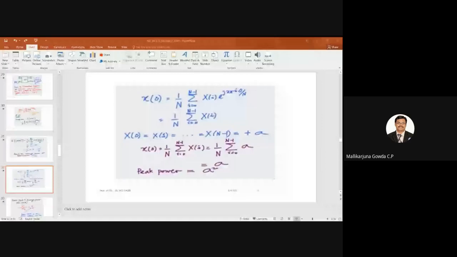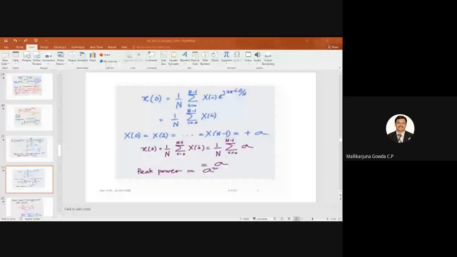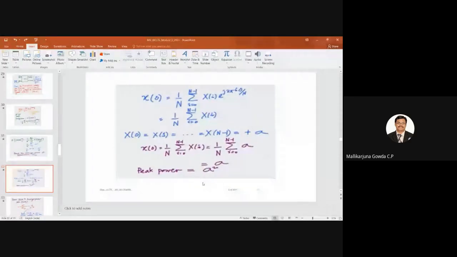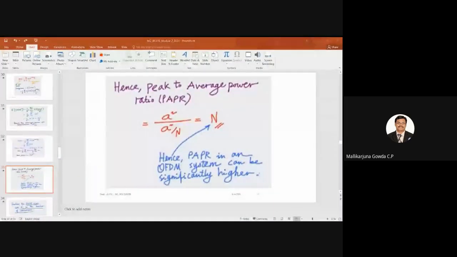Peak power means considering one particular symbol. When k equal to 0, I get this expression. And that is for x of 0, which varies from 0 to N minus 1. I can equate it to plus A. If I substitute the value of x of 0 as A, the peak power will be equal to A square, and I found the average power will be A square by N. So if I take the ratio, peak to average power ratio, it will be A square divided by A square by N. So A square divided by A square by N is the peak to average power ratio for that OFDM symbol.